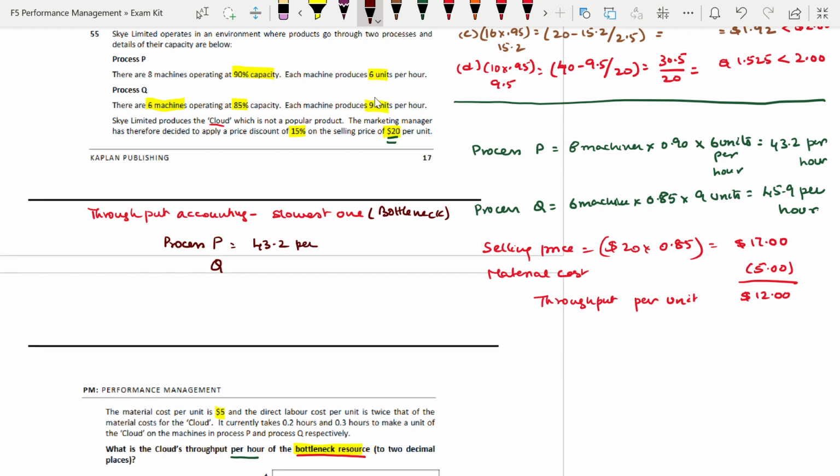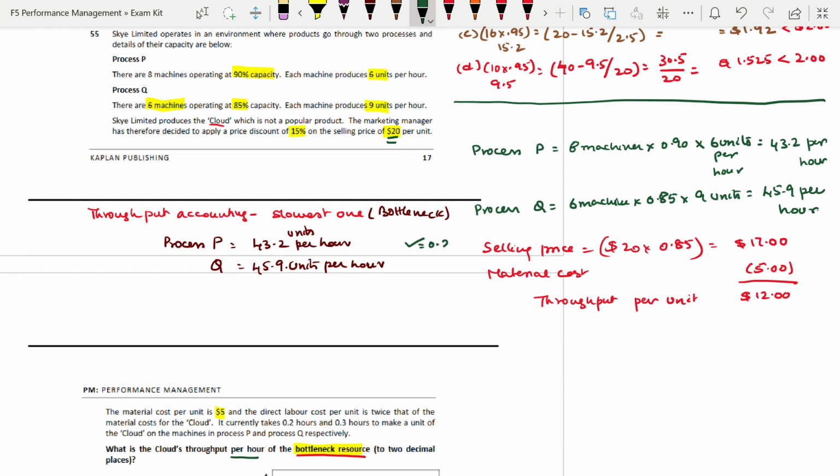43.2 units per hour. Here it is 45.9 units per hour. Okay, which is the slowest one? The slowest one is the first one compared to these two. Okay, how much is the slowest one taking?